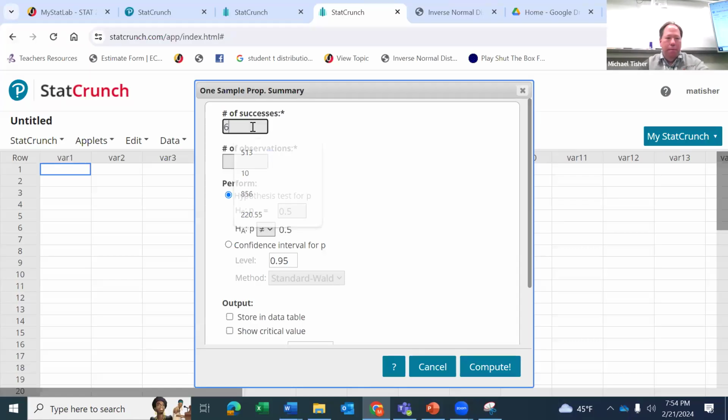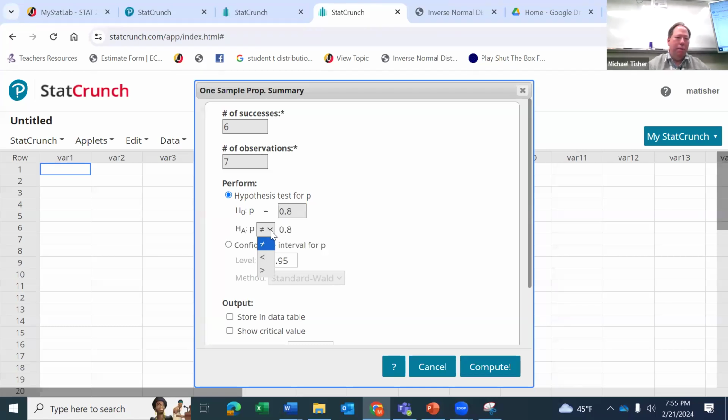6 here. And then number of observations, that's the N. So put 7, 6, and 7. Okay, then perform hypothesis test for P. That's what we're doing. So P is equal to, again, equals is always there, 0.8, very good. And then fill it in the HA.